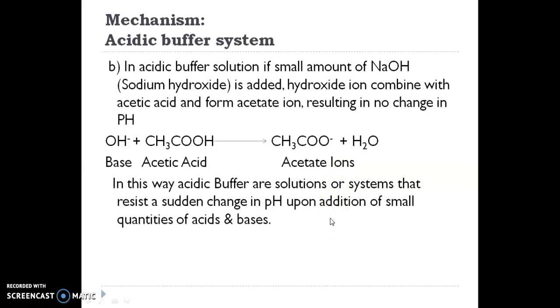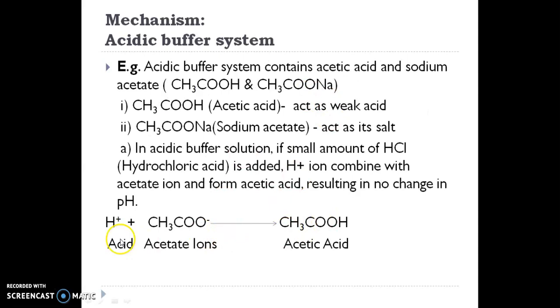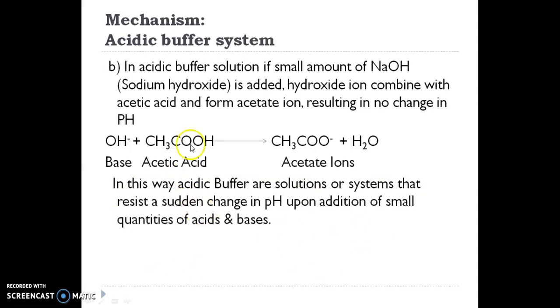So by that mechanism we can consider, if we are adding acid, that H plus ion from that acid reacts with the acetate ion and it forms the acetic acid, which is a weak acid, so there is no change in the pH. If you are adding any base, so OH minus from that base reacts with the acetic acid, it forms neutral product, that is water and acetate ion, so there is no change in the pH of the solution.